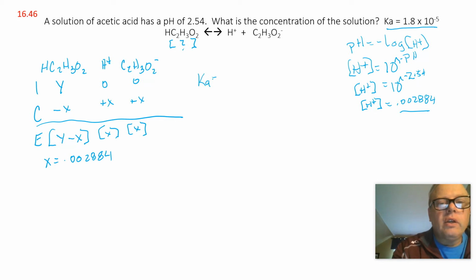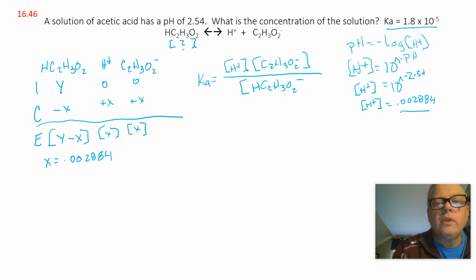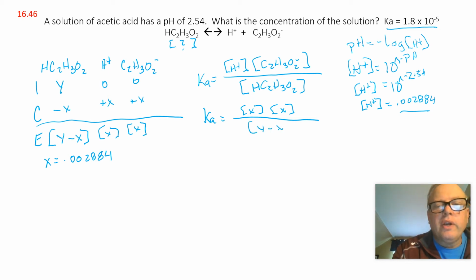Ka is equal to hydrogen ion concentration, acetate ion concentration, or non-dissociated acid, like this. So initially then, I'm just going to plug in the X values. So it's going to be X times X over Y minus X. Now I'm going to sub in all the numbers I know.